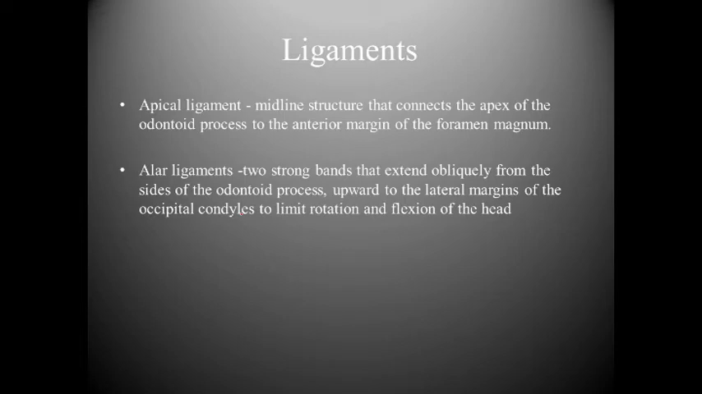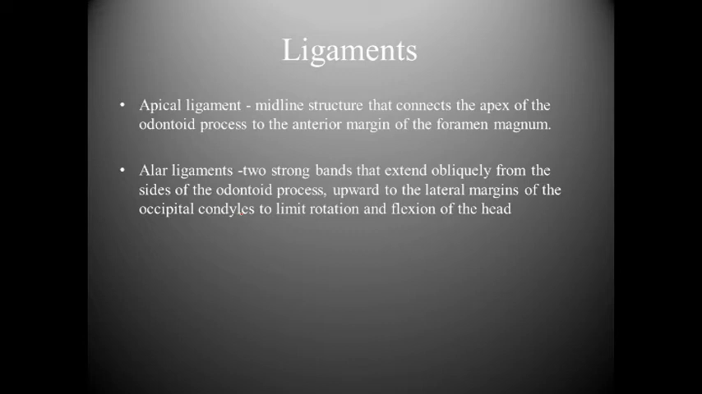So that brings us to ligaments. We have several ligaments that actually run through the spine, and very important. We have the apical ligament, which is the midline structure that connects the apex of the odontoid process to the anterior margin of the foramen magnum. So this is going to be in C1, and very important to hold everything together.